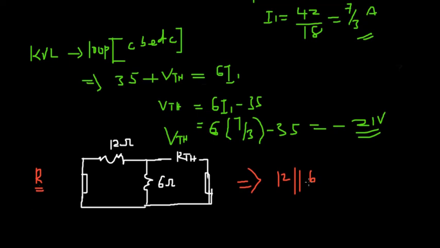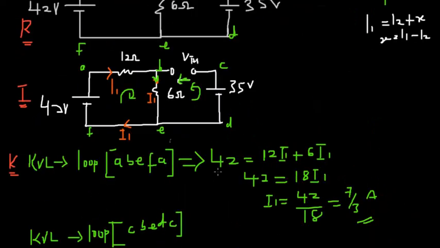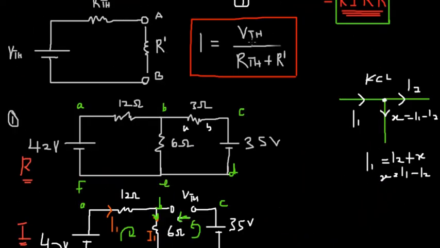So for 12 to be in parallel with 6 ohm, we have 12 by 6, then divided by 12 plus 6. When you do the math, 12 by 6 gives us 4. So these are 4 ohm. From here we go back to our main formula, that's I equals VTH over RTH plus R prime.